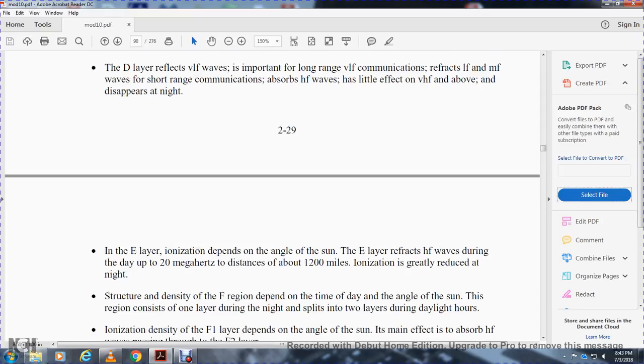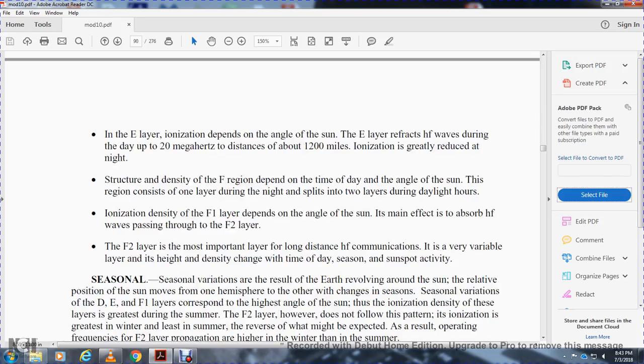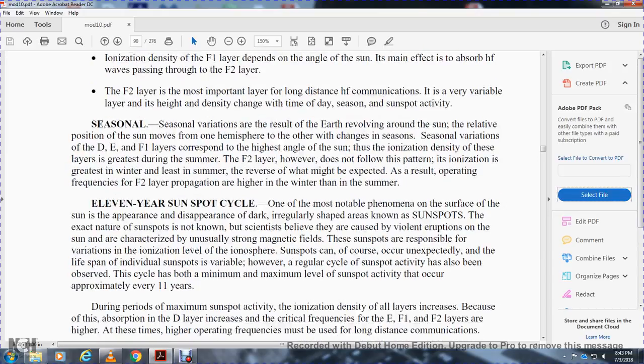The structure and density of the F region depend on the time of day and the angle of the sun. The region consists of one layer during the night and splits into two layers during the daylight hours. Ionization of the F1 layer depends on the angle of the sun. Its main effect is to absorb high-frequency waves passing through to the F2 layer. The F2 layer is the most important for long-distance high-frequency communication. It is a variable layer, and its density changes with the time of day and sunspot activity.